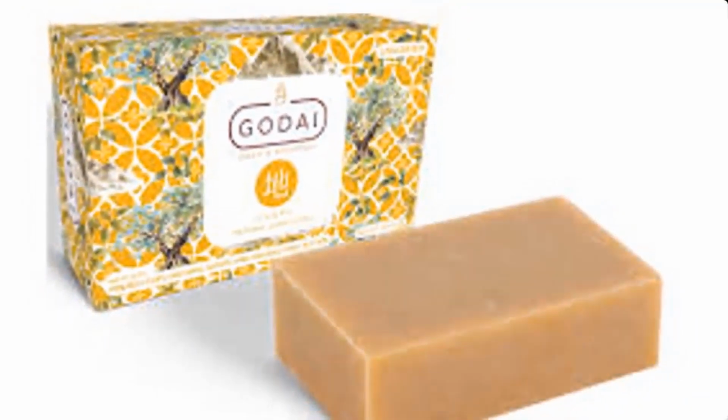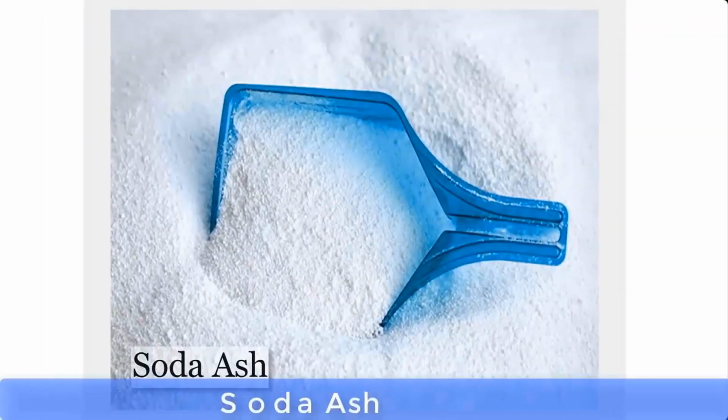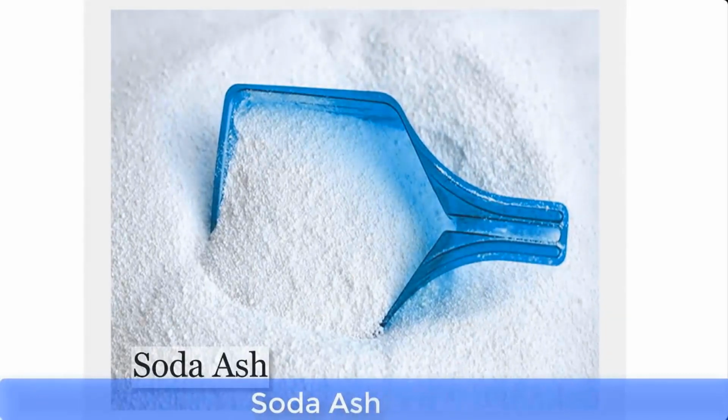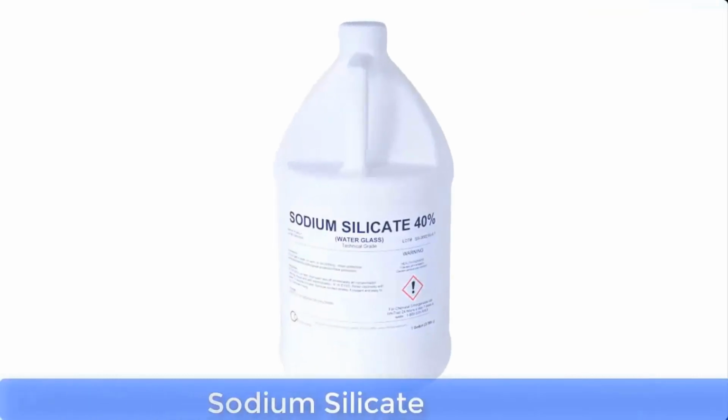Now let's briefly go through some basic functions of some of the additives. Soda ash. Soda ash is added to soap in order to increase the quantity of the soap. It acts as a filler. This is done in order to reduce the cost of production. Sodium silicate gives the soap a glassy appearance. Of course, it might interest you to know that glass is made with silicate. Sodium silicate also makes the soap very hard.